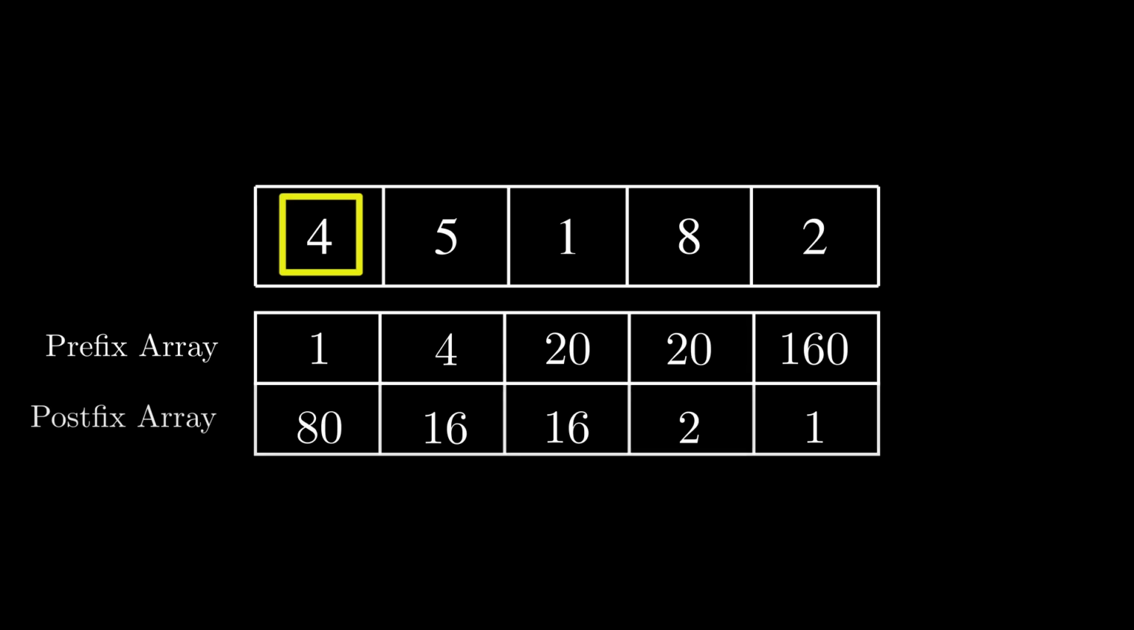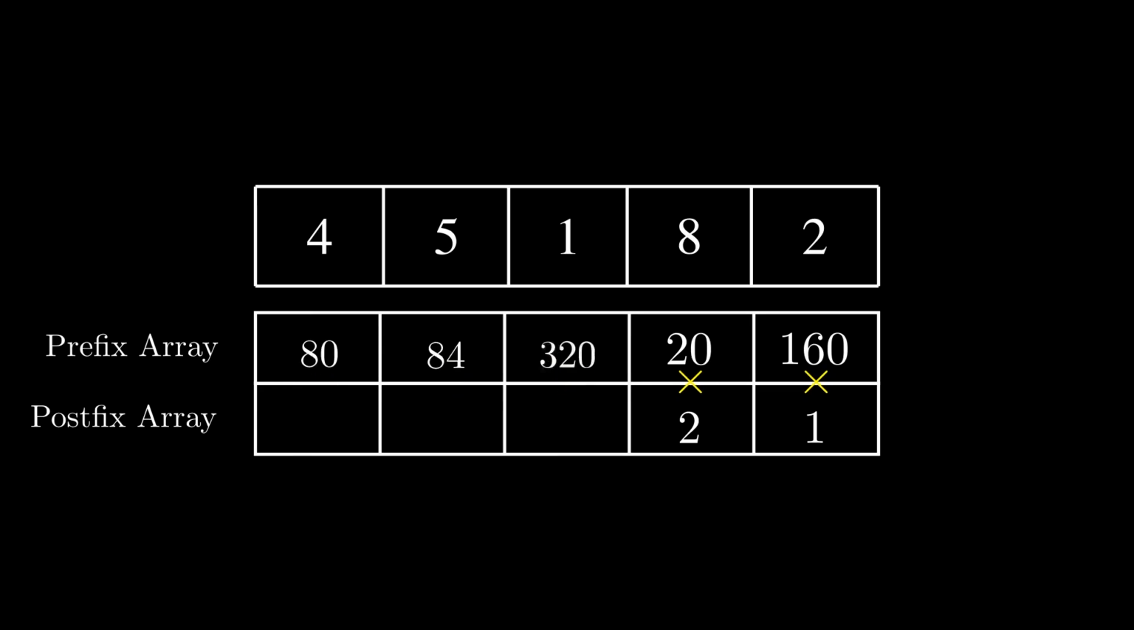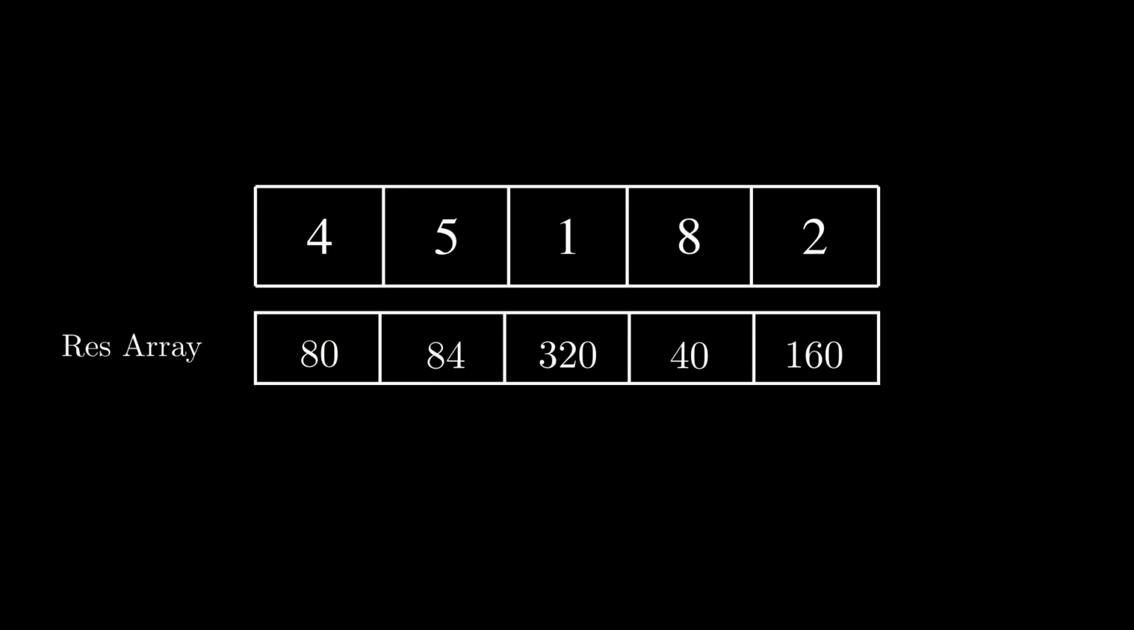For 4, the prefix value signifies the product of everything to the left-hand side, and the postfix value signifies the product of everything to the right-hand side. So we can now go ahead and multiply these values to get the product of every element except itself. And there you got your answer.